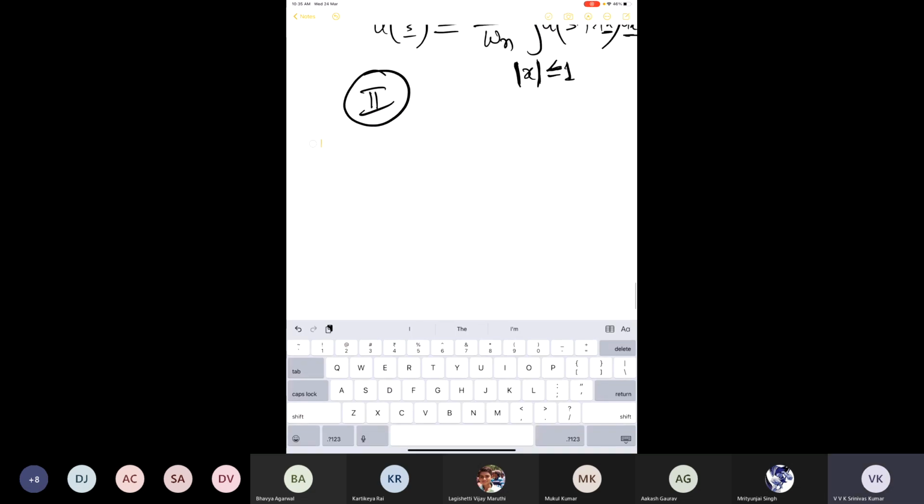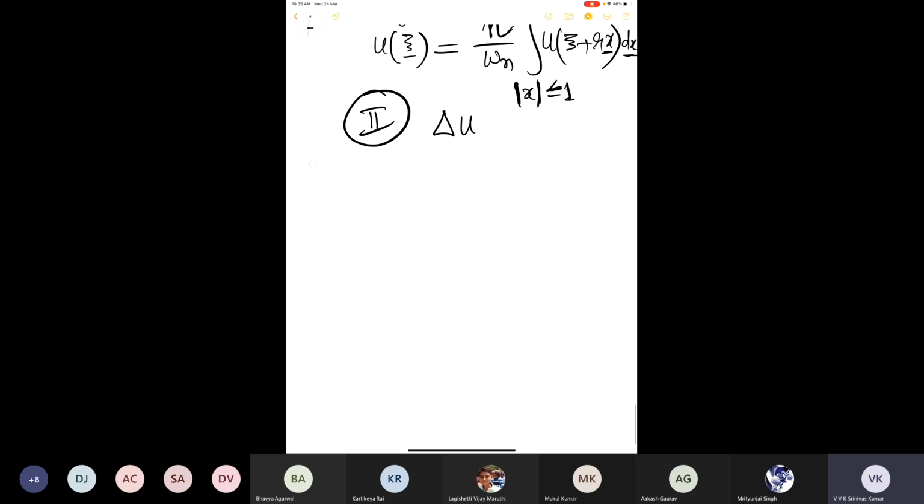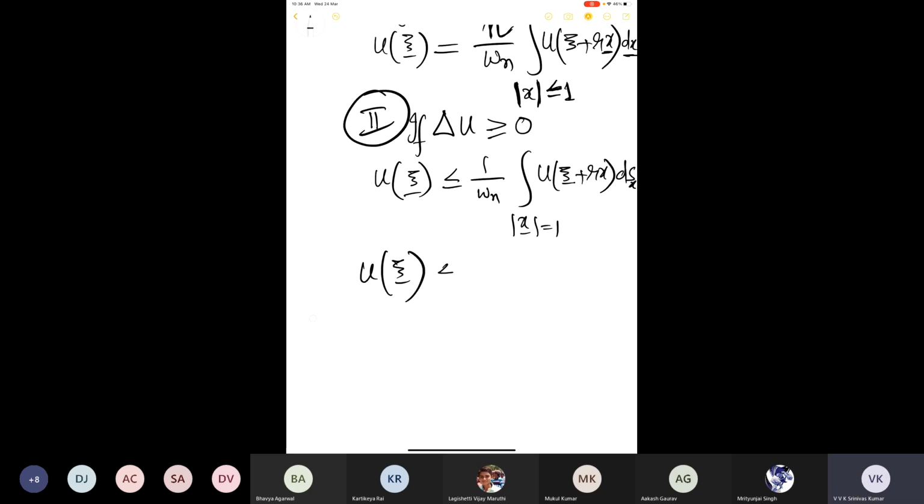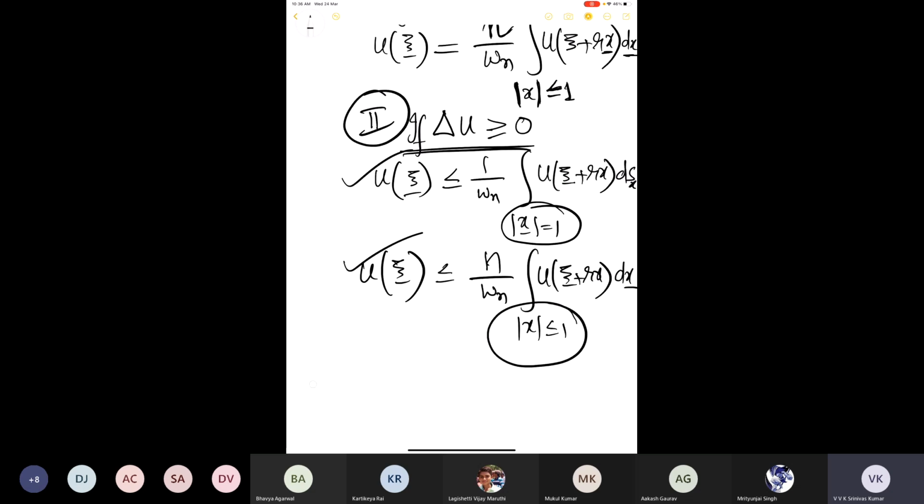The second variant is that we don't need harmonic functions. We need subharmonic functions. If we have Laplacian of u greater than or equal to 0, even if it is an inequality, then we have the inequalities here: on |x| = 1, dsx, u(ξ) is at most the mean over the sphere, and with n ω_n over |x| ≤ 1, u(ξ + rx) dx. Even for subharmonic functions, we have these two inequalities: one integration on the surface, one integration on the whole open ball.